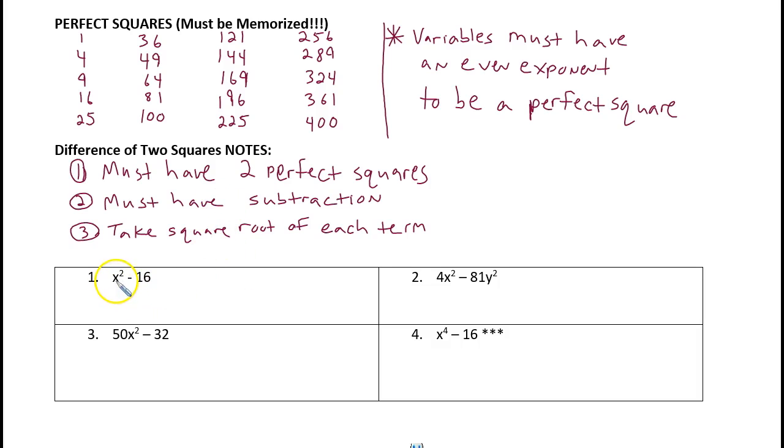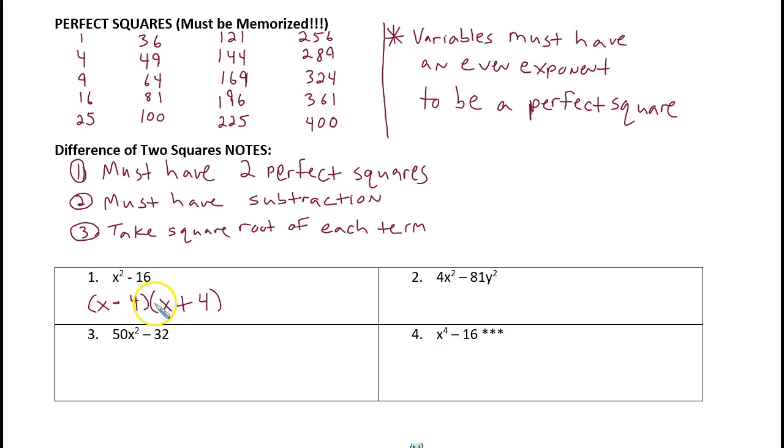Is x squared a perfect square? Well, yes, it is. It's x times x, right? Is 16 a perfect square? Yes, it is. It's 4 times 4. So the way that this works is we take the square root of x squared and we put it first. That's x times x. We take the square root of 16, which is 4 times 4, and we put it at the end. And we're going to use a positive and a negative sign, so both a negative sign and a positive sign. And this is the factor of x squared minus 16.